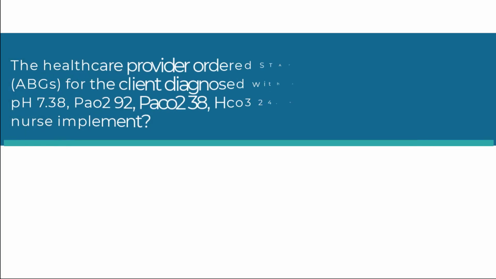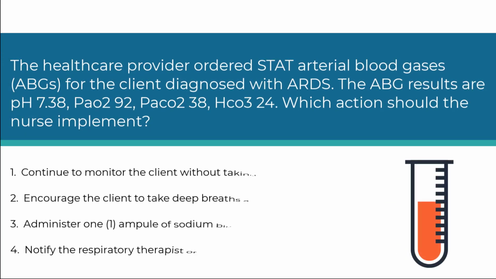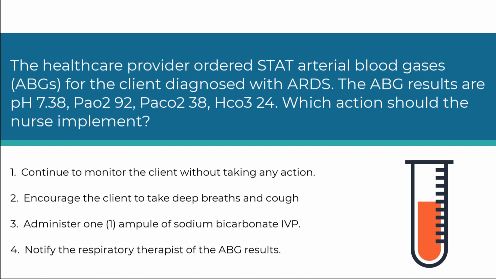Here is the next question. The healthcare provider ordered stat arterial blood gases for the client diagnosed with ARDS. The ABG results are pH of 7.38, PaO2 of 92, PaCO2 of 38, and HCO3 of 24. Which action should the nurse implement?